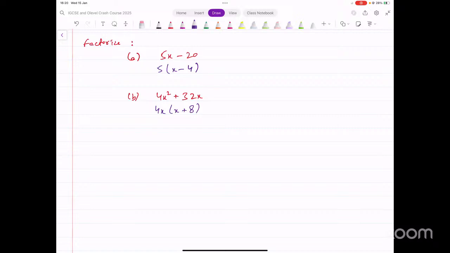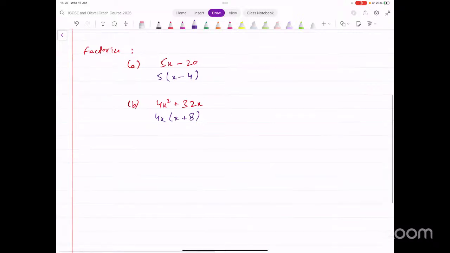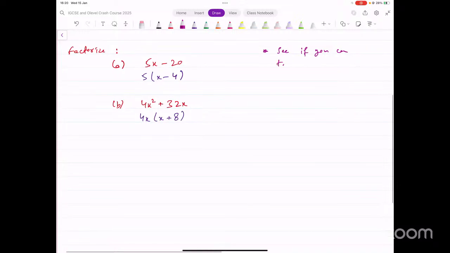Okay? So the idea is we try to take common whatever you can. So you basically see if you can take anything common. That's the idea. Okay?